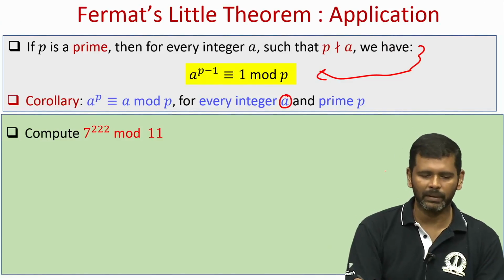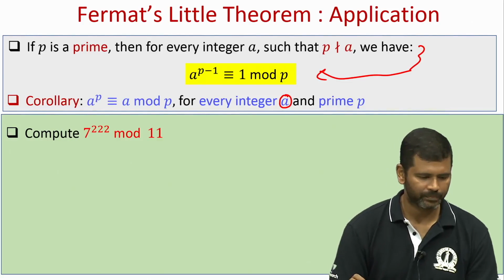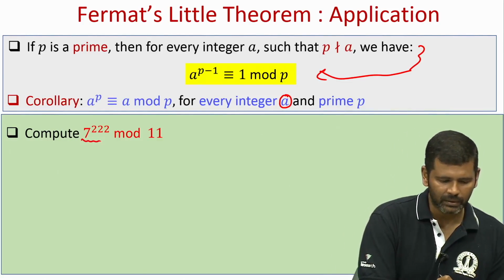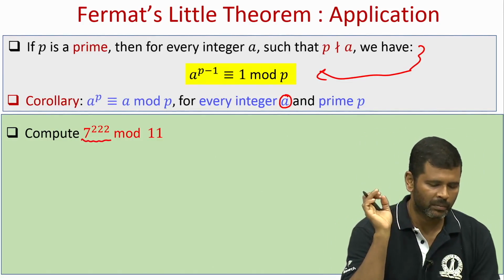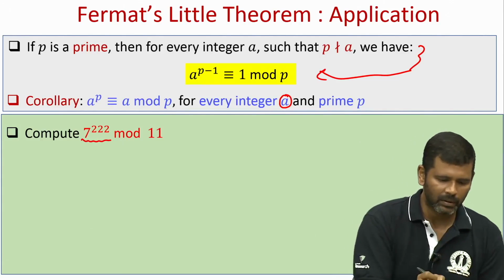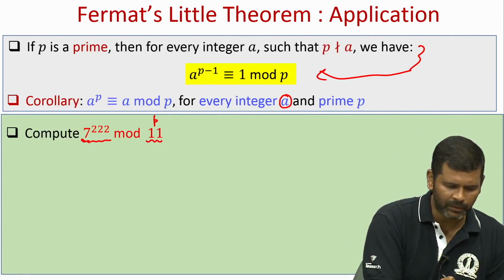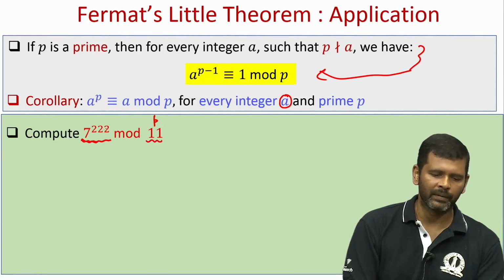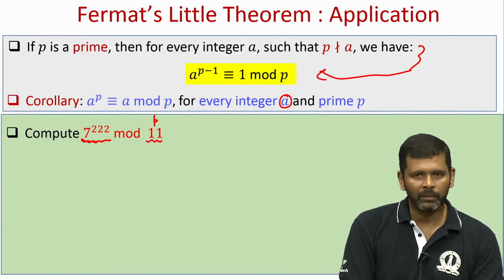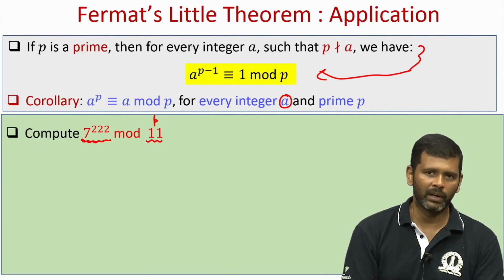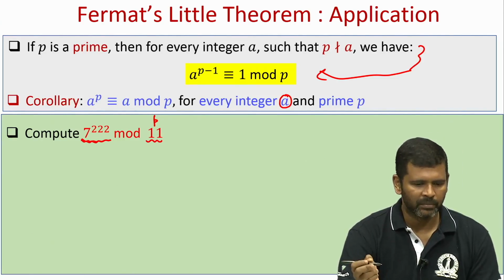So, now let us see some of the applications of this theorem. Fermat's little theorem has got tremendous applications. So, let us see how exactly we can use this theorem to compute the value of some expressions modulo some modulus, which is a prime number. Okay. So, your modulus p here is prime, and say I want to compute the value of 7 to the power 222 modulo 11. Of course, you can write down a computer program and compute the value of 7 to the power 222 modulo 11, but I want to do it very quickly using my paper and pen and using Fermat's little theorem.